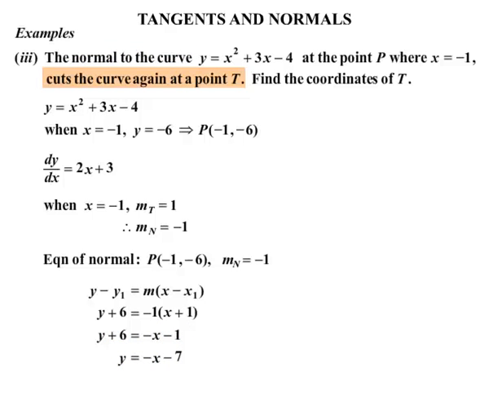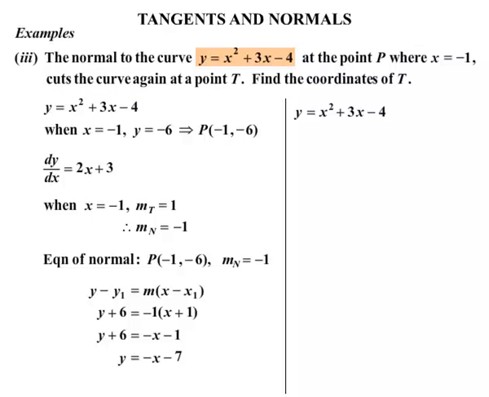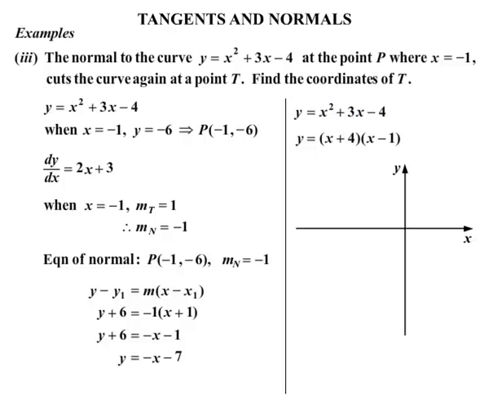Now it says it cuts the curve again at a point T. Well, let's consider now y equals x squared plus 3x minus 4. Okay, two brackets, let's factorize that. x and x, factors of minus 4 to add to give positive 3 will be plus 4 and minus 1. So we can draw a little sketch here. We know it's a parabola. We know it cuts at x equals minus 4, and it will also cut at x equals positive 1. So we draw our little parabola through there.